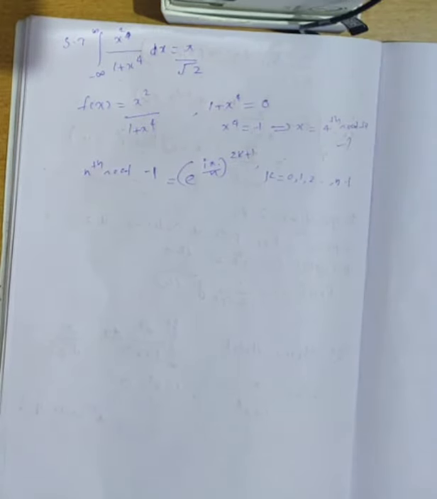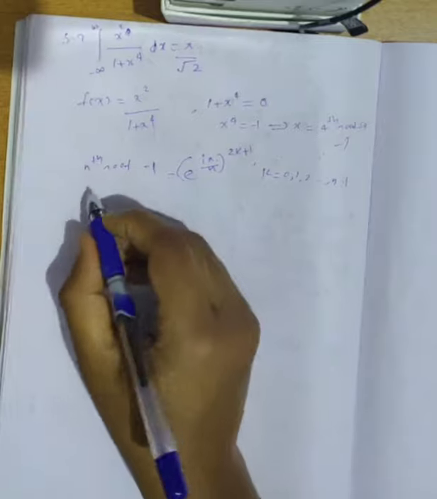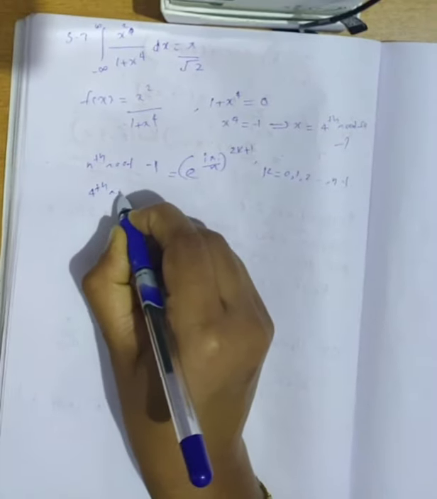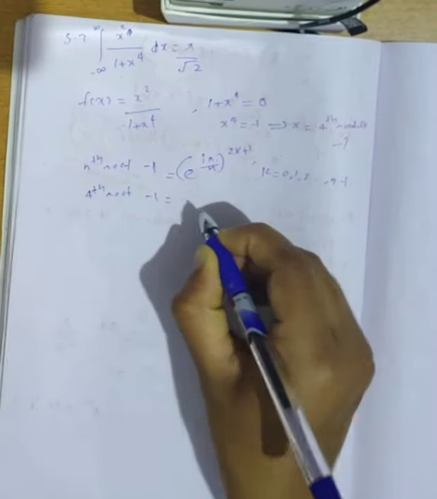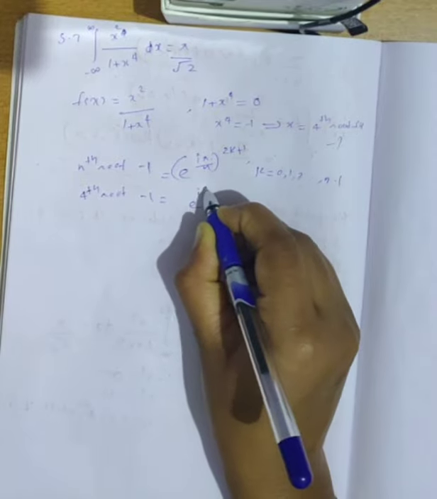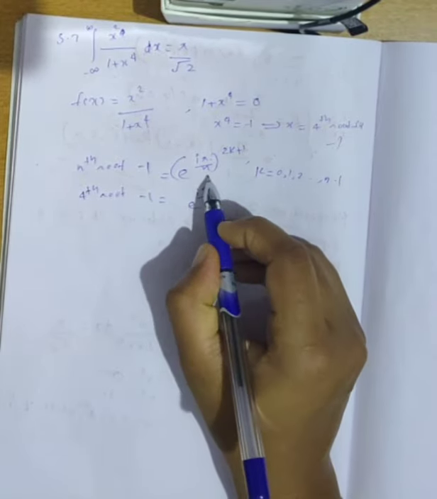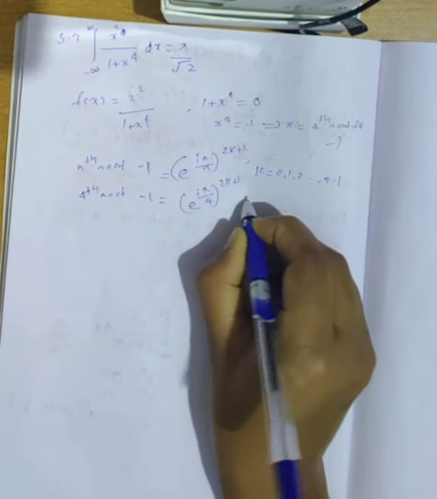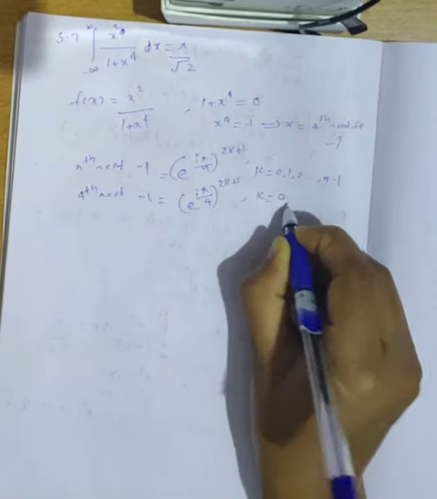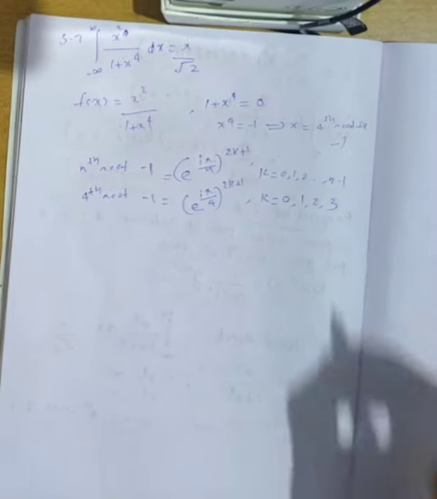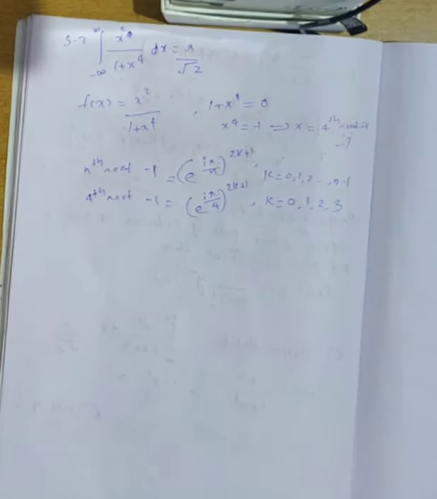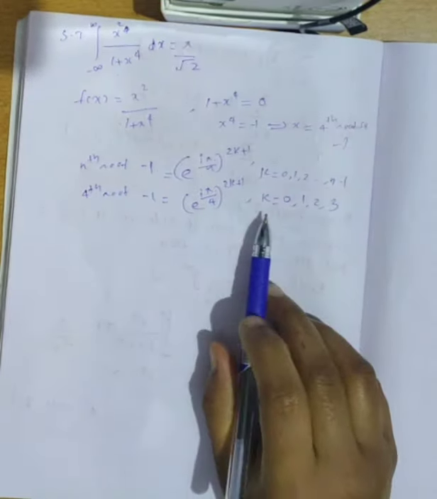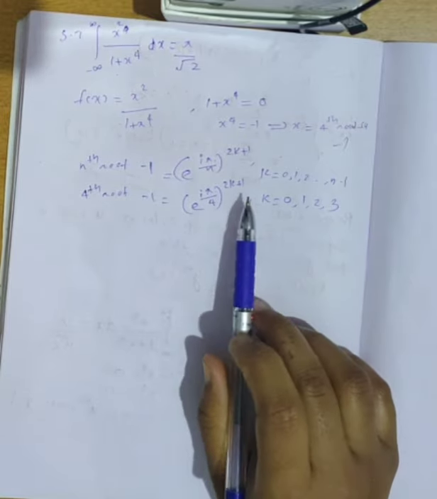We want to find the fourth root of minus 1. This implies fourth root of minus 1 equals e raised to I pi by 4, for n equal to 4, raised to 2k plus 1, and k equal to 0, 1, 2, 3. By putting k equal to 0, 1, 2, 3, we will get 4 values.